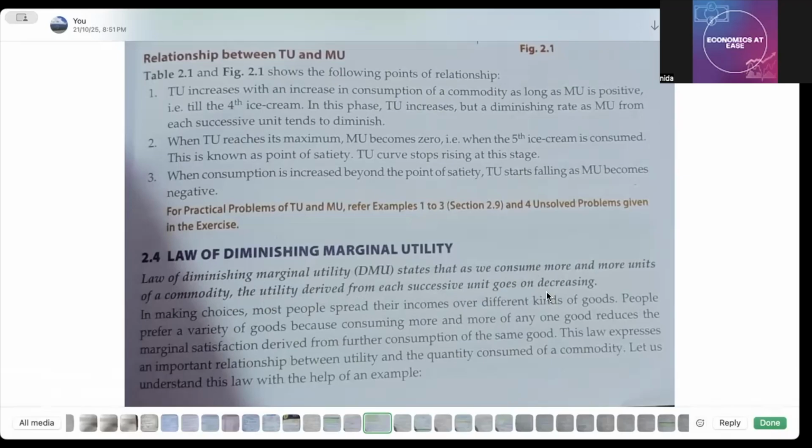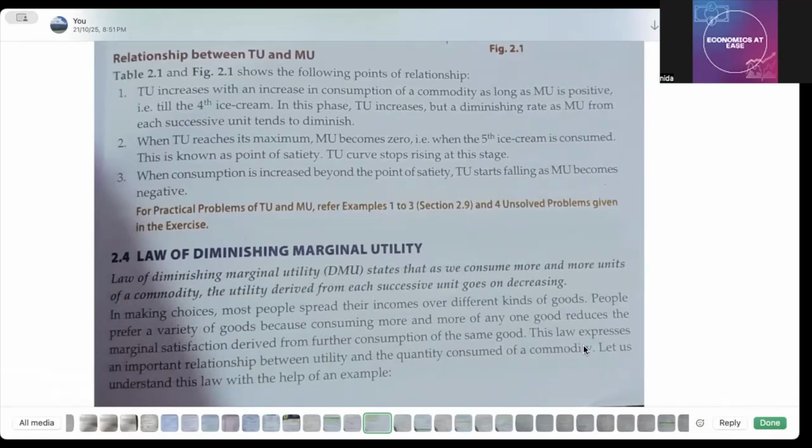So in making choices, most people spread their incomes over different kinds of goods. People prefer a variety of goods because consuming more and more of any one good reduces the marginal satisfaction derived from further consumption of the same good. यानी कि एक उसी good का बार बार further consumption करते हैं, you don't want more and more, because the marginal satisfaction derived from the same good goes on decreasing. This law expresses an important relationship between utility, that is usefulness, and the quantity consumed of a commodity.